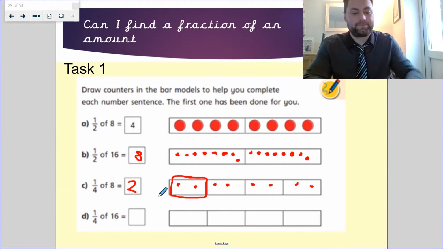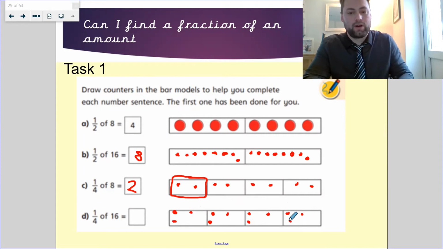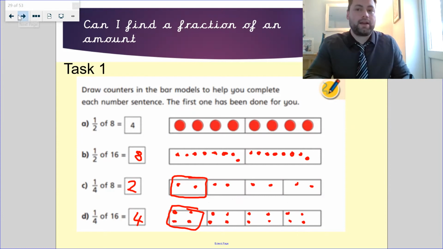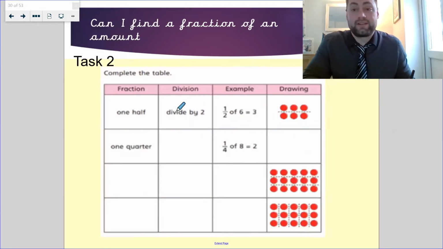And then the last one down here is a quarter of 16. So again, we've got 16 counters to put in, and we go 1, 2, 3, 4, 5, 6, 7, 8, 9, 10, 11, 12, 13, 14, 15, 16. Let's have a look at how many we've got in one of our quarters. We have 4. So therefore, a quarter of 16 is equal to 4. Okay, task number 2. If you did this one, the first set has been done for you.